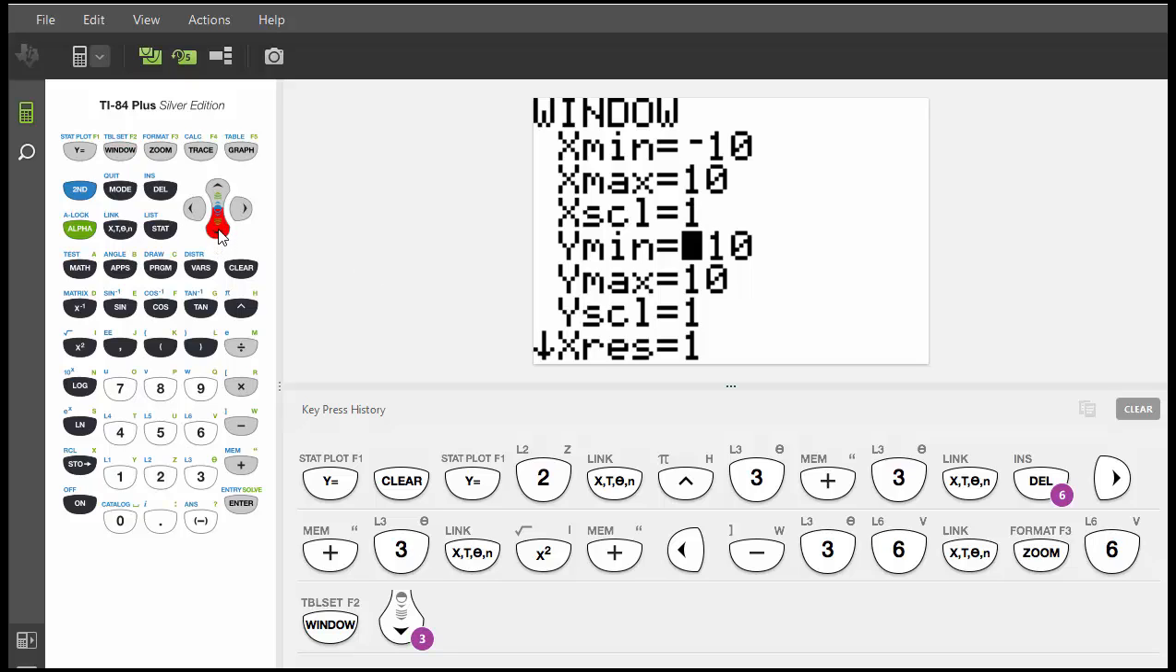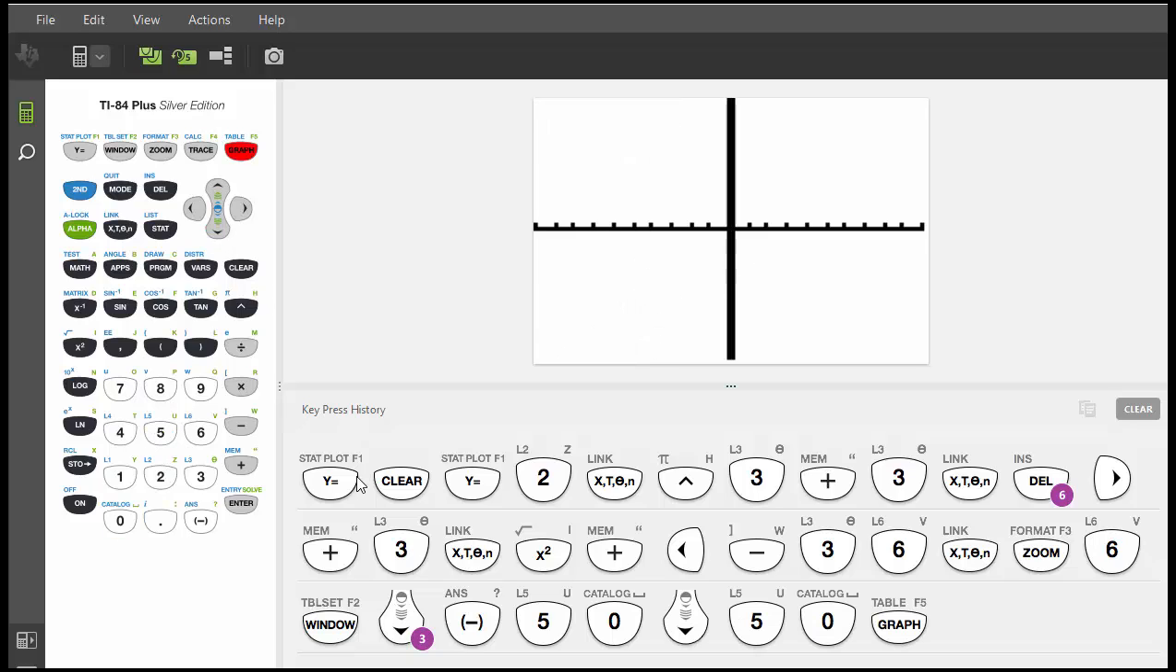It appears I've got to get down there a little bit. Let's go y min equals, I don't know, -50. Get crazy with it. And then y max equals positive 50. And then let's graph that.